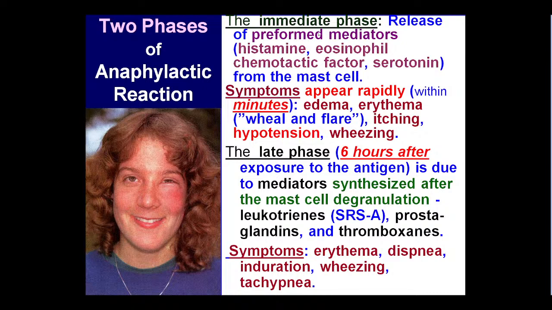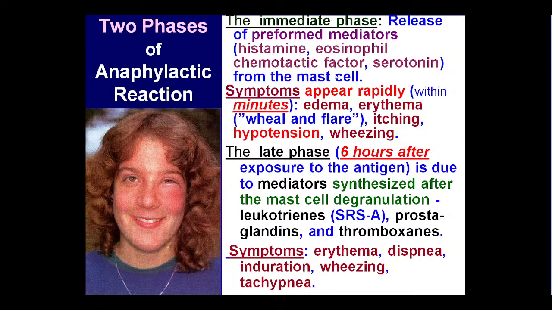Symptoms of this immediate phase of anaphylaxis appear rapidly, within minutes. Due to this, anaphylaxis is classified as an immediate type hypersensitivity. So, what are the symptoms? Edema, erythema, redness, the so-called wheal and flare syndrome, itching of the skin and mucous membranes, hypotension in case of systemic vasodilation that may finally develop into anaphylactic shock, and wheezing due to the contraction of airways.